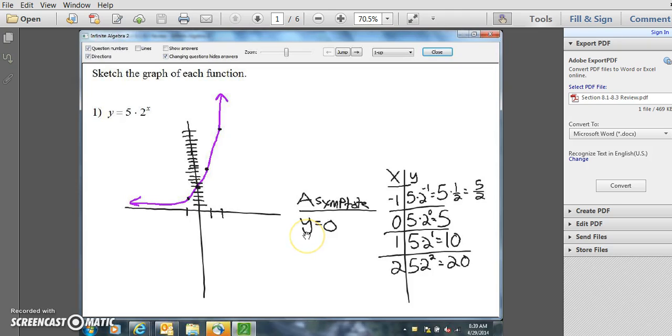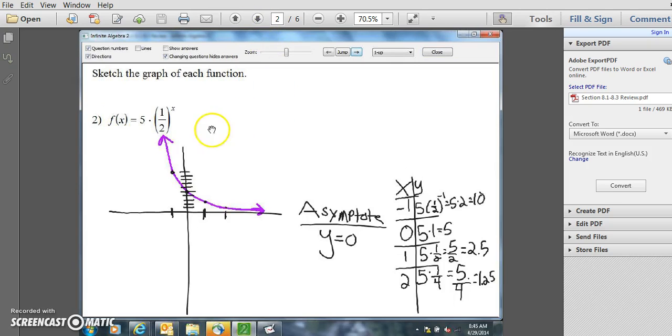Now, the asymptote is y equals 0. I'm not asking for the label, but it's a good idea to remember where it is so you know I can't cross the line y equals 0. I don't need a dotted line there because that actually is the x-axis. And you plot your graph with a nice smooth curve.